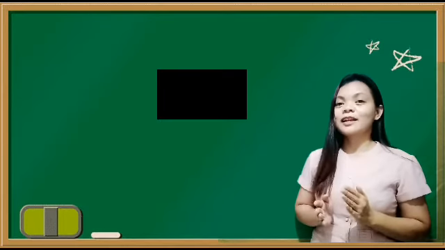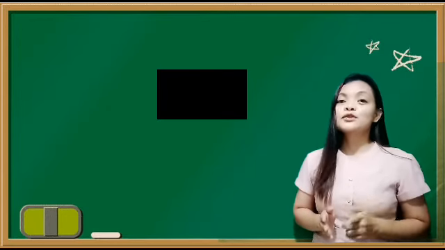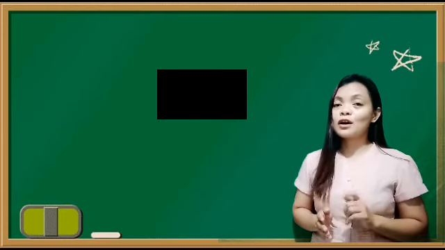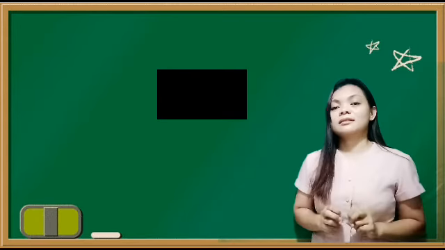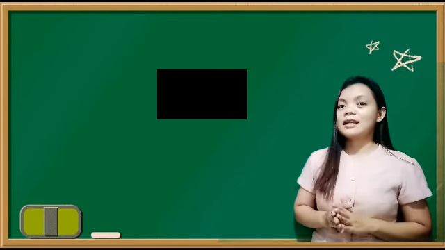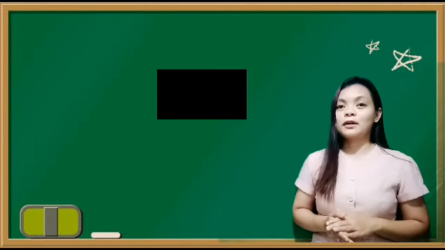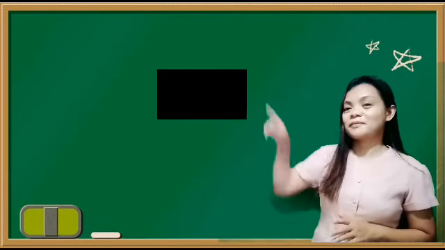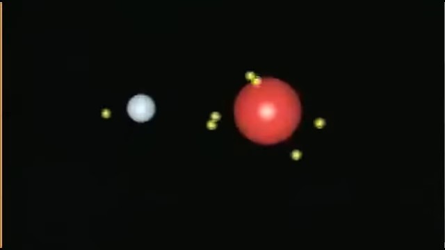Covalent compounds, on the other hand, are formed due to the sharing of electrons of non-metals. So for us to further understand how covalent compounds are formed, let's watch this. Covalent bonding takes place when there is not enough energy to remove an electron. So instead, they will share the electrons.